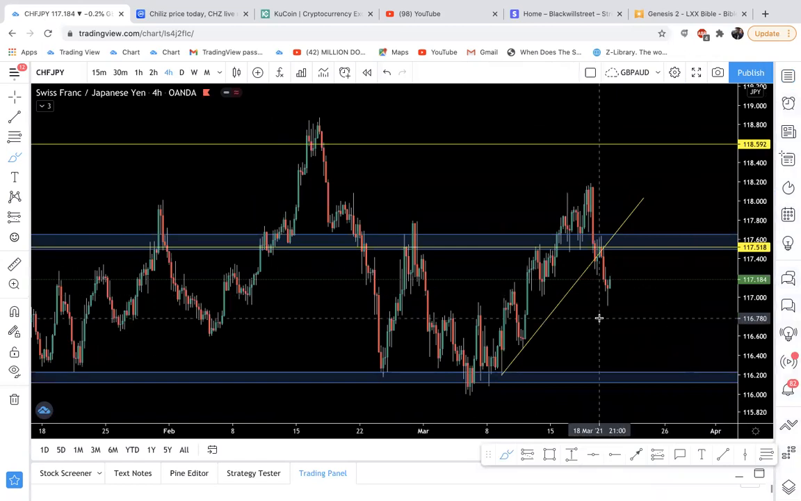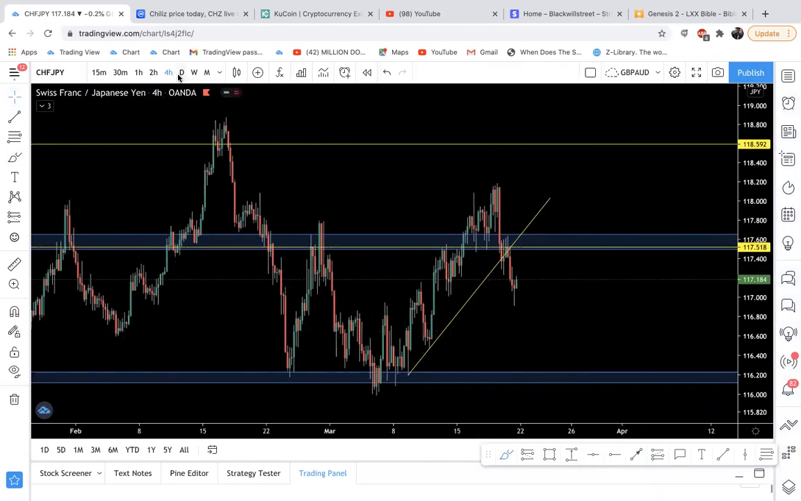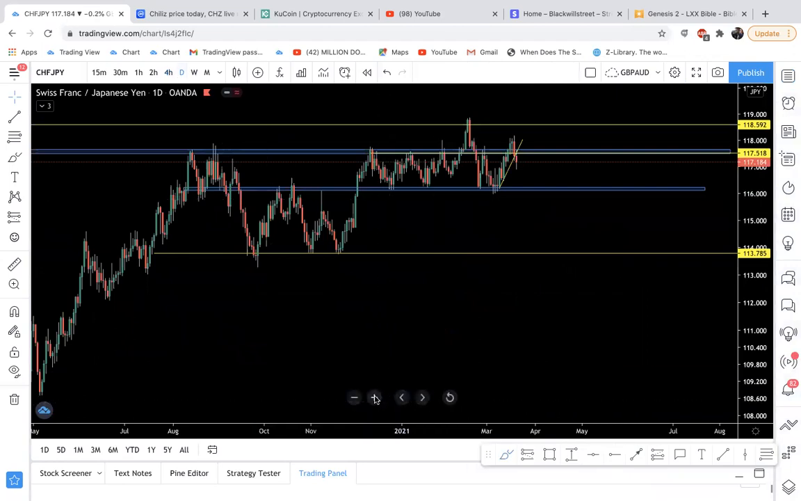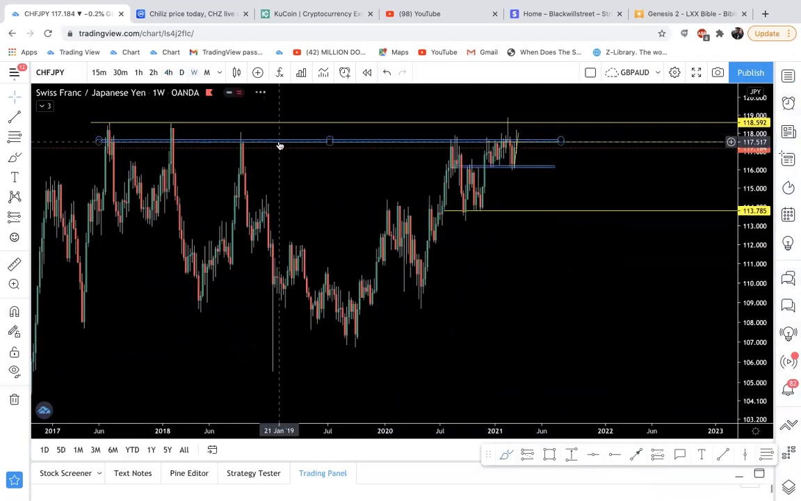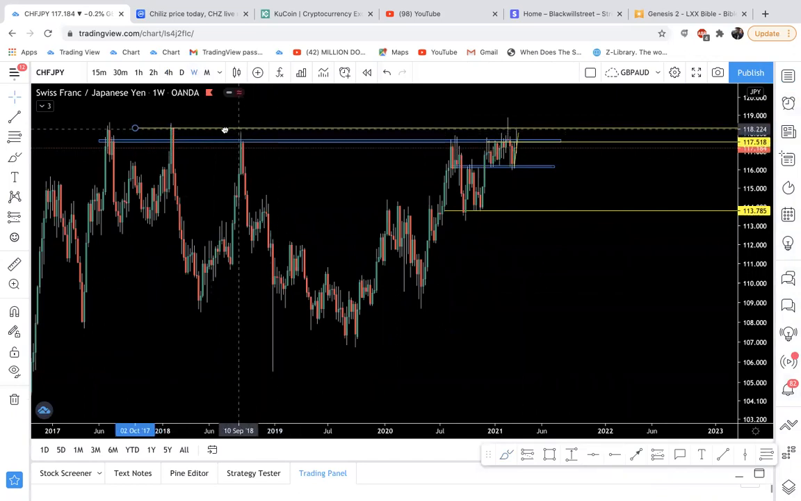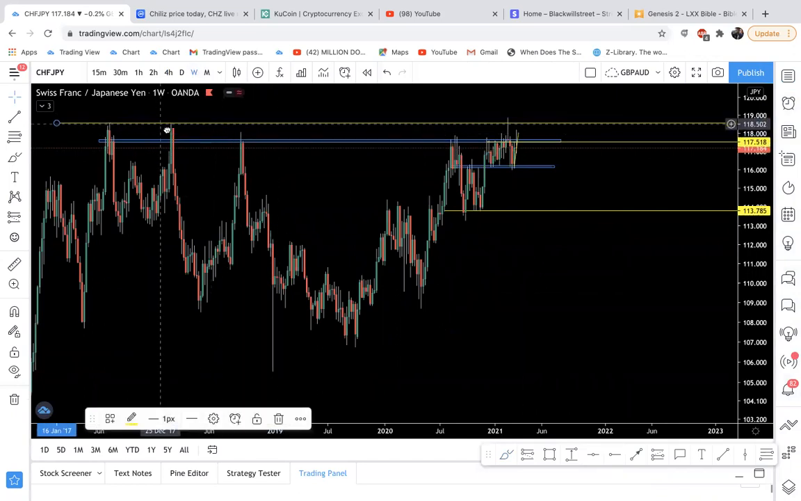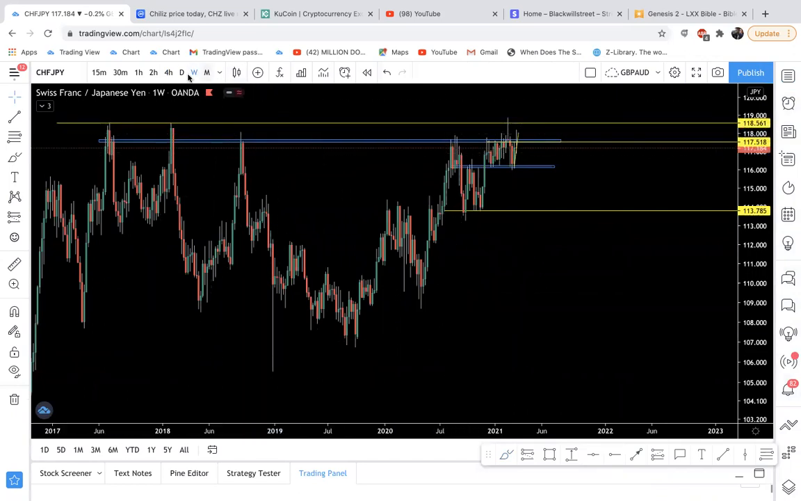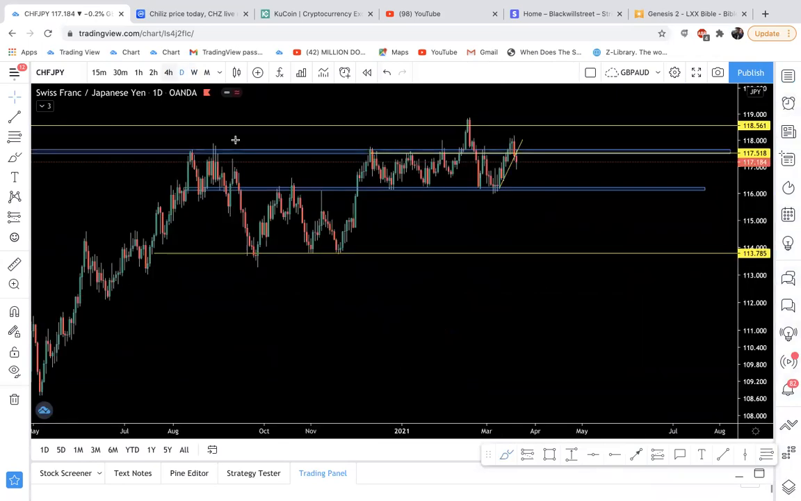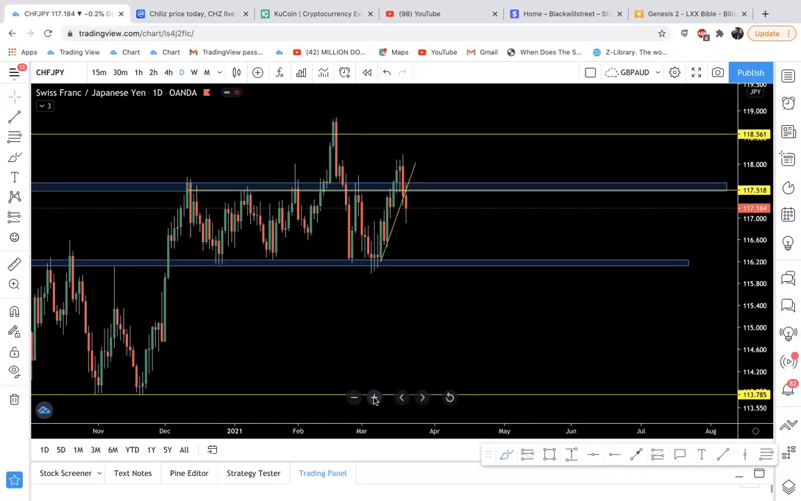CHFJPY. Looking at CHFJPY, it did what I anticipated as well, because if we look overall, even on the weekly, you can see we're in a big level of supply. Big supply level, big level of sellers. So overall, I'm looking for potential sales opportunities, just being patient.